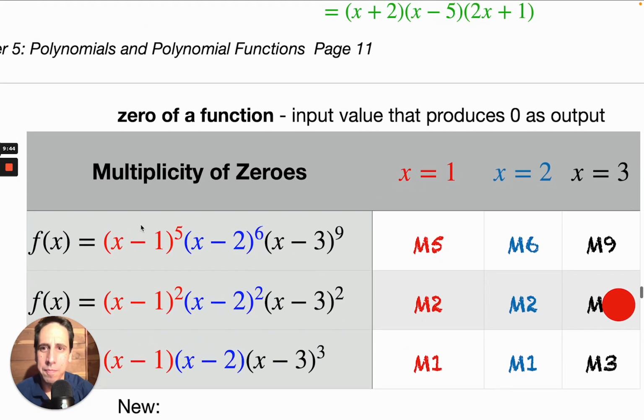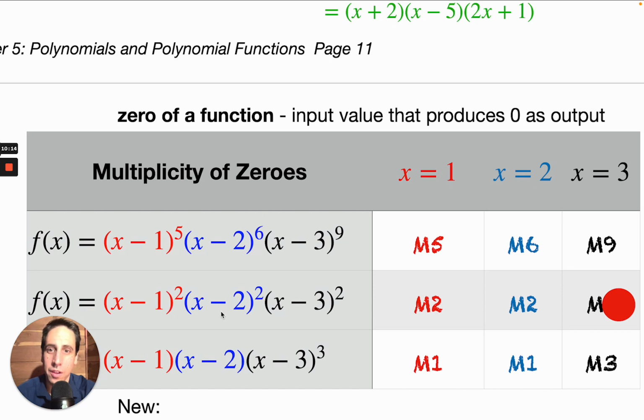Let's say we had this really huge polynomial. We've got 3 different factors with different exponents here. The zeros of this function, that is the input values that produce 0 as an output. For x equals 1, we know 1 is a 0 because when you put 1 in here, it becomes 1 minus 1, that's 0. And then it doesn't matter what all the rest of it is. When you multiply it all out, you get 0.